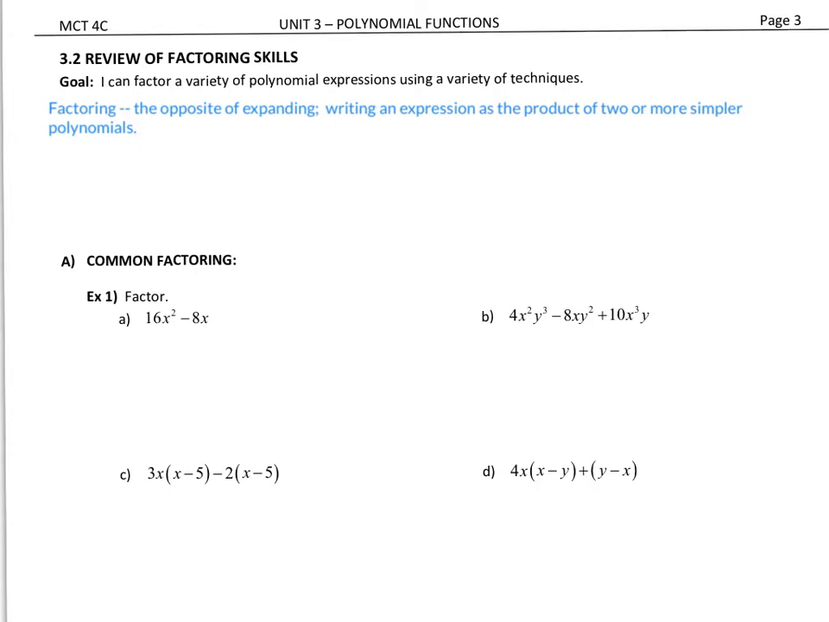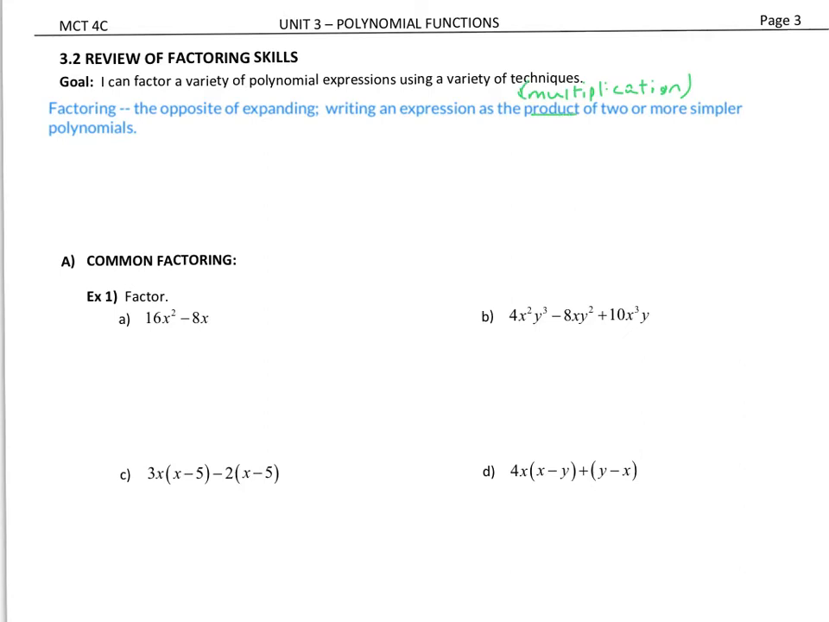Factoring is the opposite of expanding, as I said, writing an expression as the product, and when I say product, I'm meaning the multiplication. So product means multiplication, of two or more simpler polynomials. I'm just adding the word multiplication in there because some people forget that product is the answer that you get when you multiply two things.